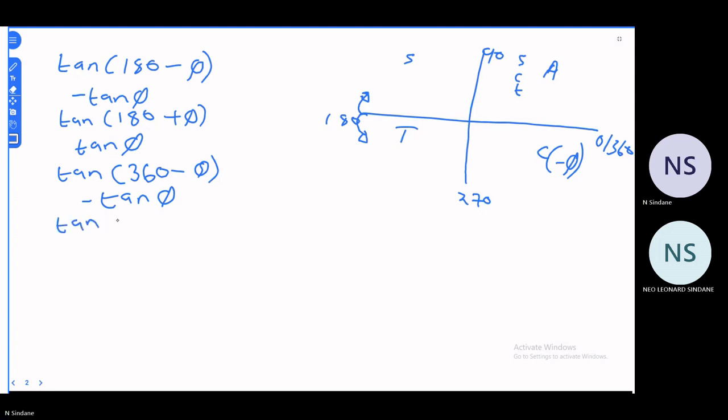Then tan of 360 plus theta. 360 plus, we're coming to the first quadrant. In the first quadrant, all of them are positive, all sine, cos, and tan are positive. Therefore, the solution will be tan theta. These are all the reduction formulas that you need to know. Now, let's come to the co-ratios. Let's come to the co-ratios.